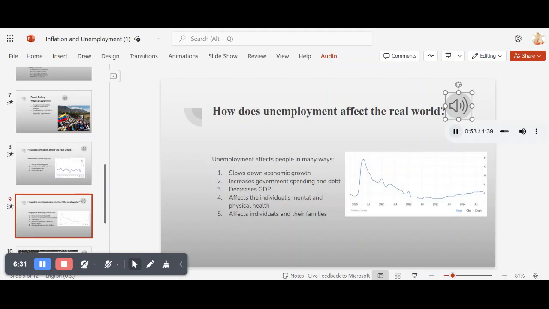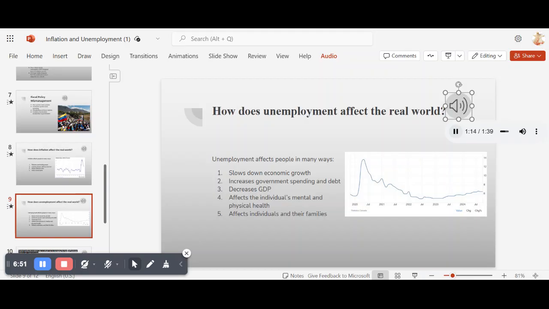Also, unemployment does not only affect the individual, but it also affects their families too. Their standard of living goes down and they start to face mental health challenges that can impact their physical health after, and vice versa. The graph beside shows the unemployment rate in Canada.